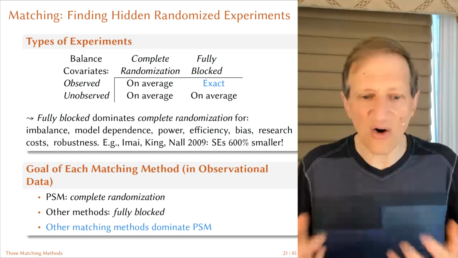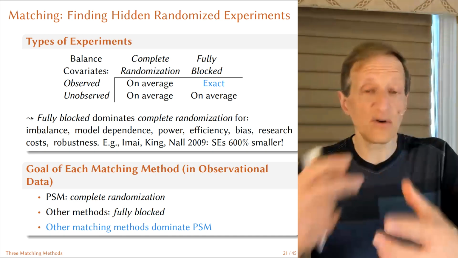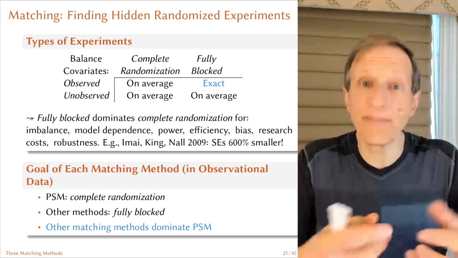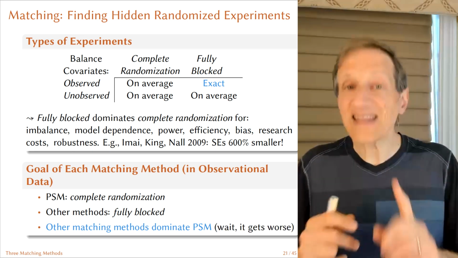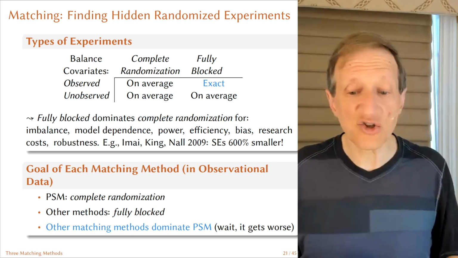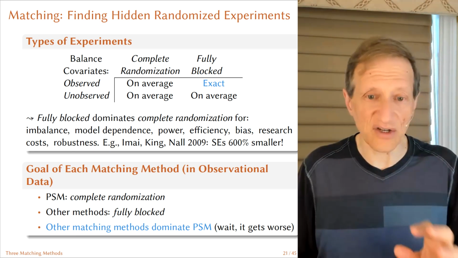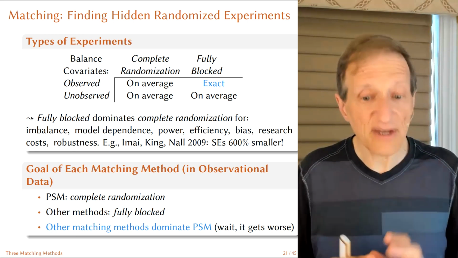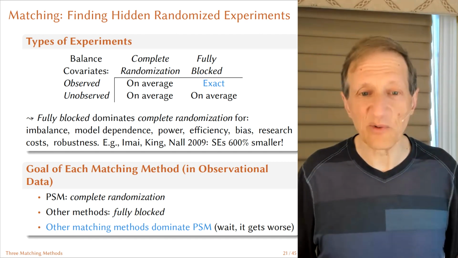So I think other matching methods now would dominate PSM if, when you use the other methods, they could find the better experiment hidden within the observational study. But actually, it gets worse for propensity score matching, and we're going to describe why. Propensity score matching is the most commonly used statistical matching method, and that probably should change. And so we will talk about that.